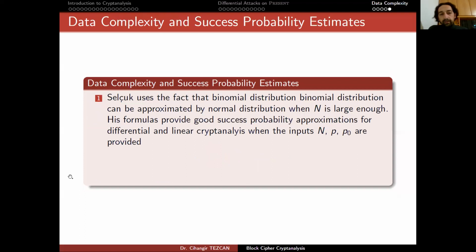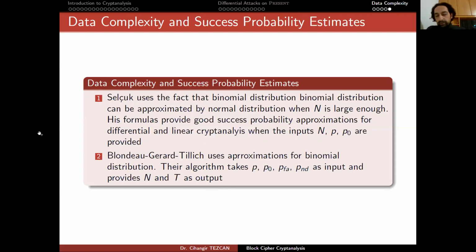So instead, in the literature, Selçuk does the normal distribution approximation of the binomial distribution. There's again a typo here. Selçuk uses the fact that a binomial distribution can be approximated by a normal distribution when n is large enough, and in our examples, n is really large. These formulas provide good success probability approximations for differential and linear cryptanalysis when the inputs n, P, P0 are provided. So just using his approximations, you can get the success probability by using these values.